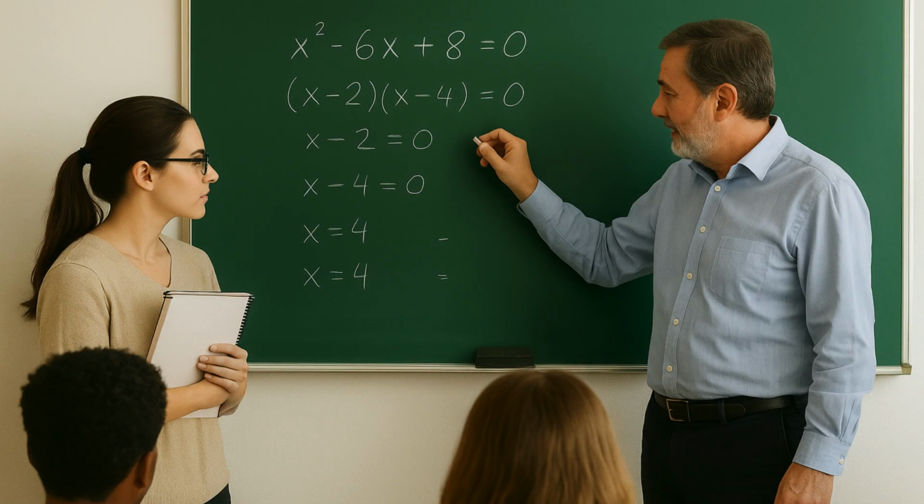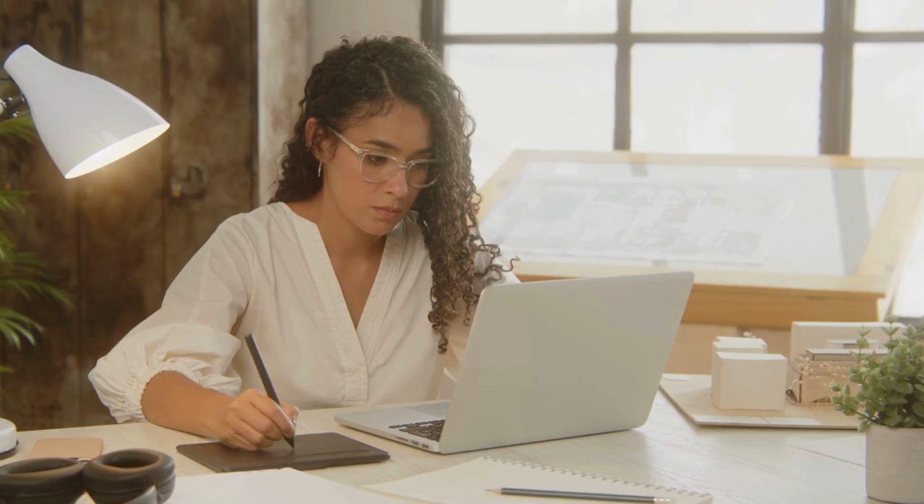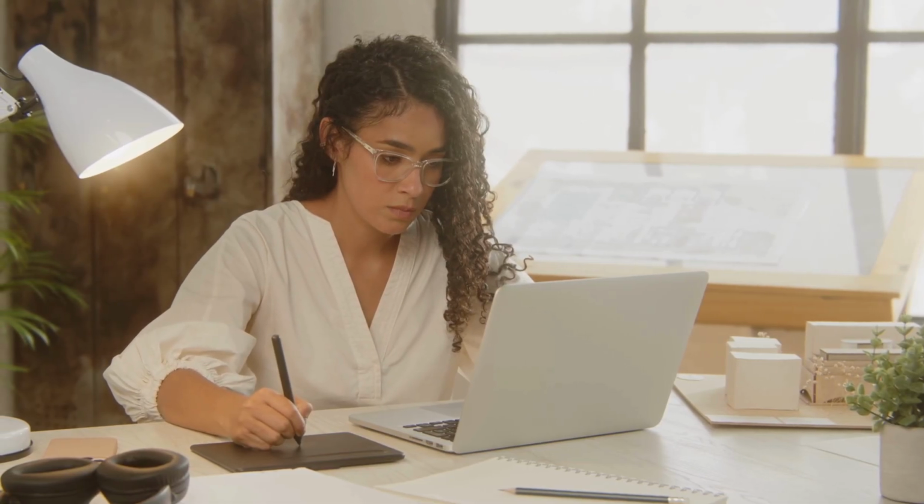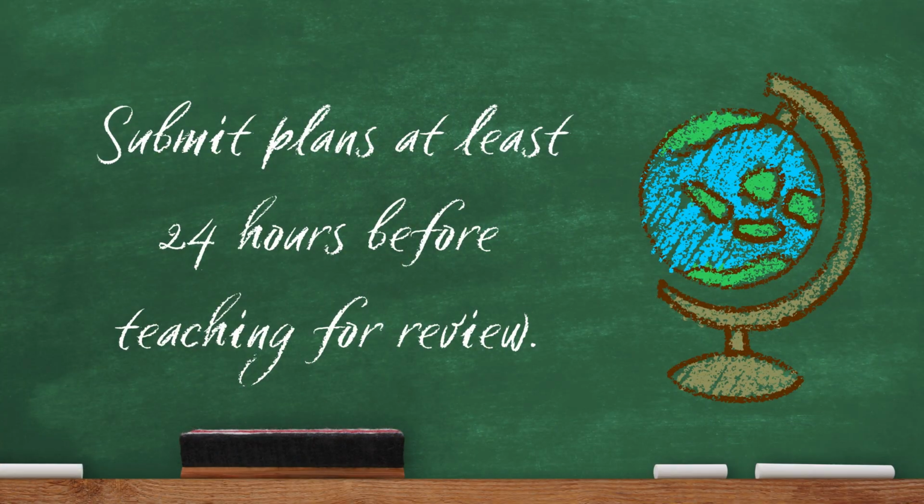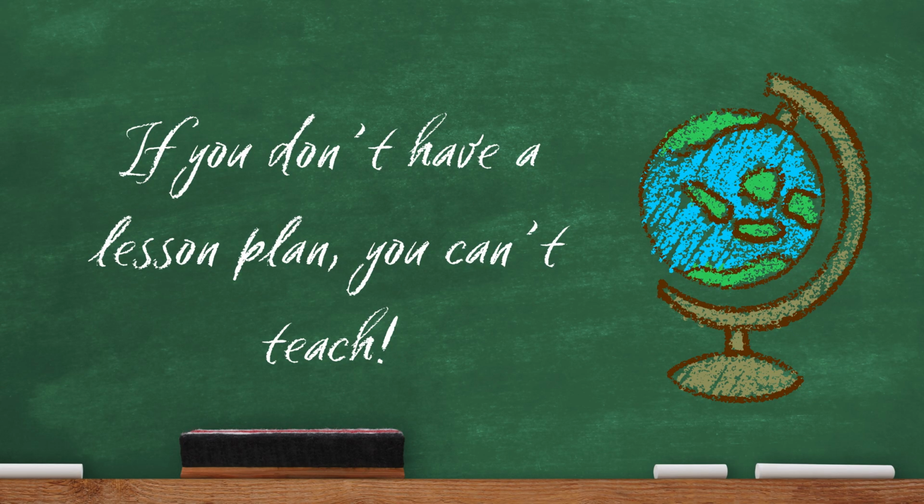Observe your cooperating teacher's instruction closely in each subject or hour before taking it on. You'll plan, teach, and evaluate lessons daily, working towards short and long-term planning goals. Submit all plans for approval ahead of time, at least 24 hours before teaching, so your cooperating teacher and university supervisor may offer feedback if needed. If you don't have a lesson plan, you can't teach.